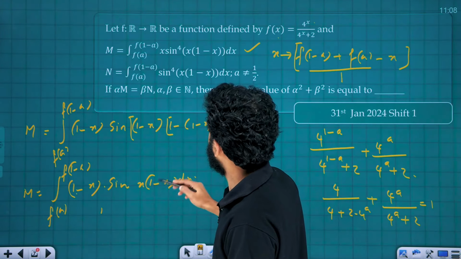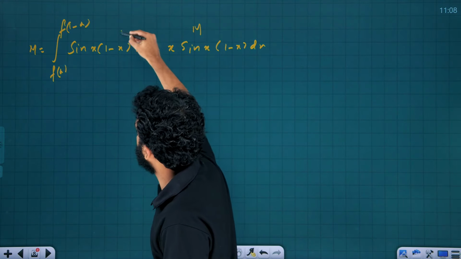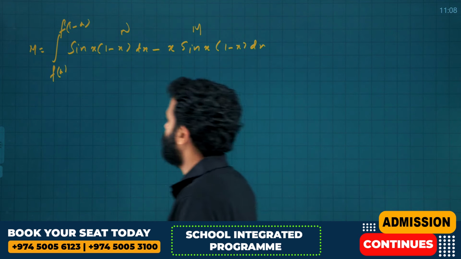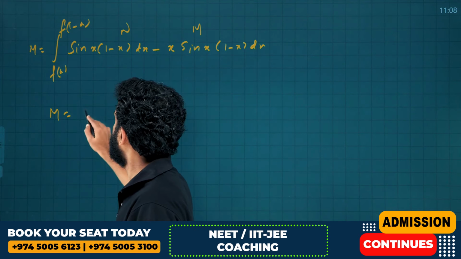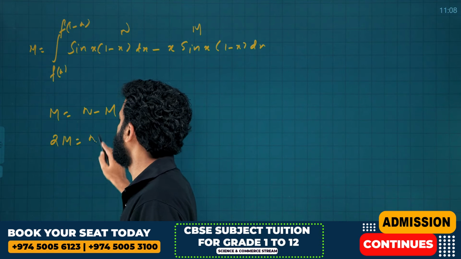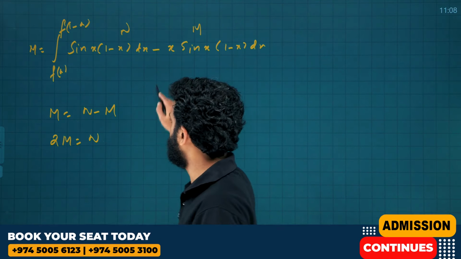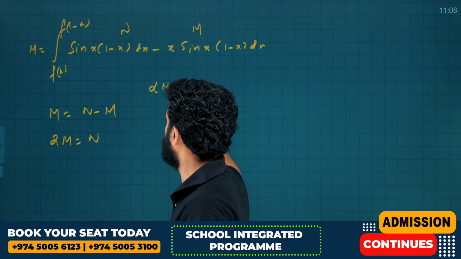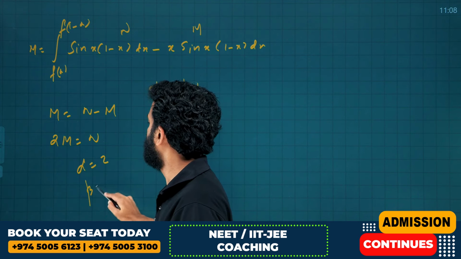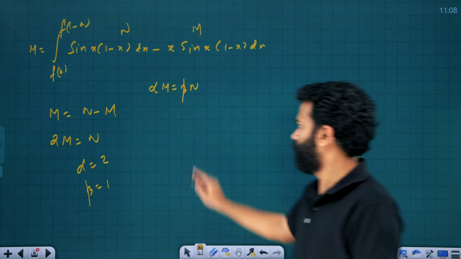Therefore, this will be m and this will be n, right? This is m and this is n, that is given in the question. Therefore, it will be like m is equal to n minus m. Therefore, 2m is equal to n. And if you compare it with the parent, you will get alpha m is equal to beta n, right? If you compare, you will get alpha is equal to 2 and beta is equal to 1. Therefore, alpha square plus beta square will be equal to 5. That is the final answer.